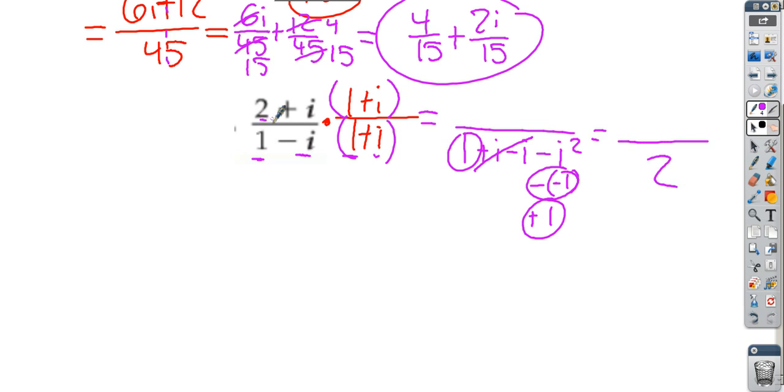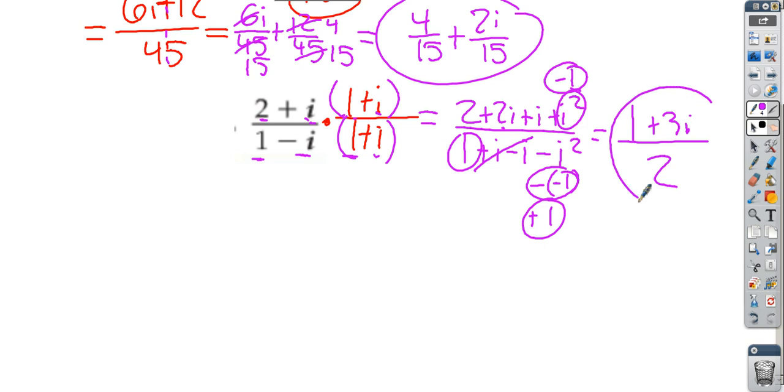Now the top, 2 times 1 is 2. 2 times i is 2i. i times 1 is i. Remember, it doesn't matter if the i's cancel from the top, we only care about the bottom. And then i times i is i squared. i squared is negative 1. So 2 minus 1 would be 1. 2i plus i is 3i. And that's as simple as you can get.